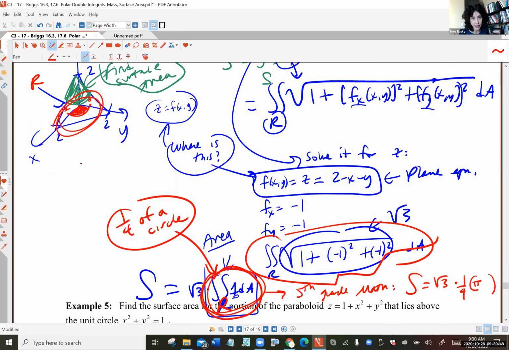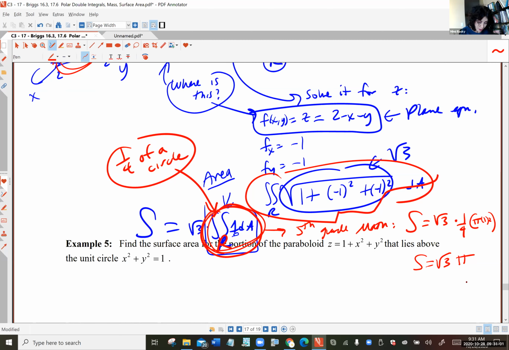So your final answer is the surface area is square root of 3 pi fourths square units, because this is surface area. And I'm done with this problem. And that's the easy, cheesy, sleazy way. I did say there's an alternate way.